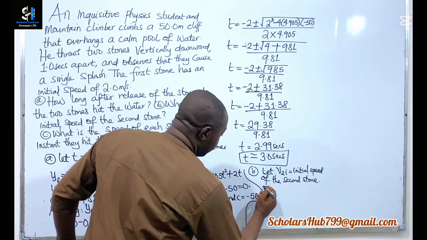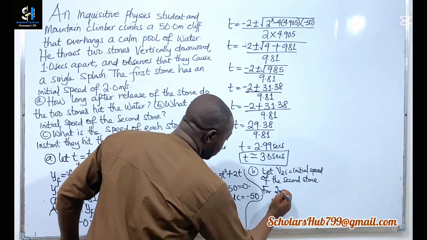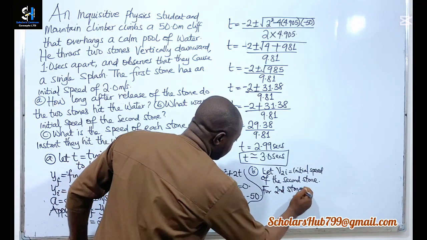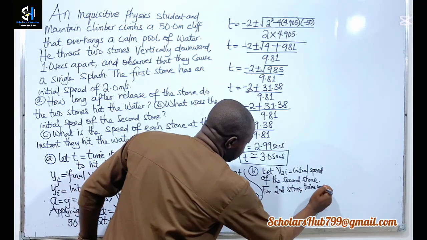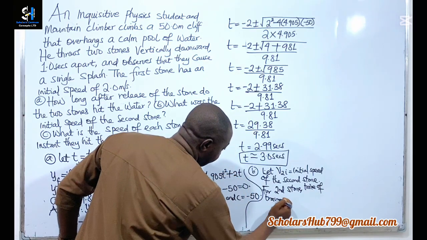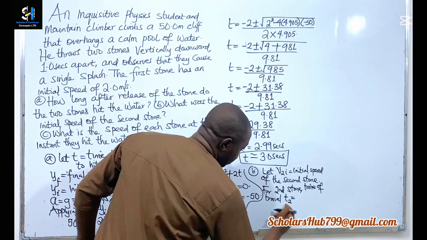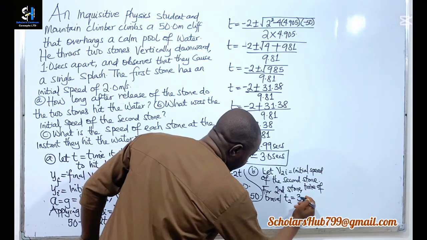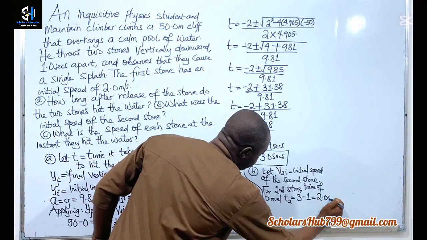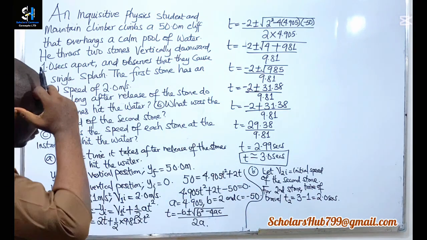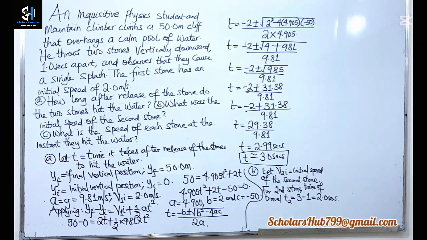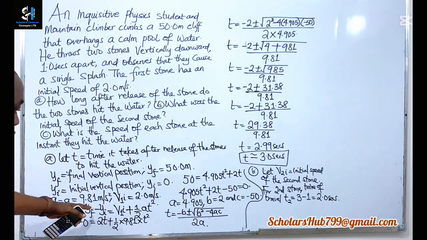So for the second stone, the time of travel will be 3 minus 1, and that will be 2.0 seconds. That's the time of travel. To calculate the initial speed of the second stone, we again apply one of the equations of kinematics. We still use the same equation.